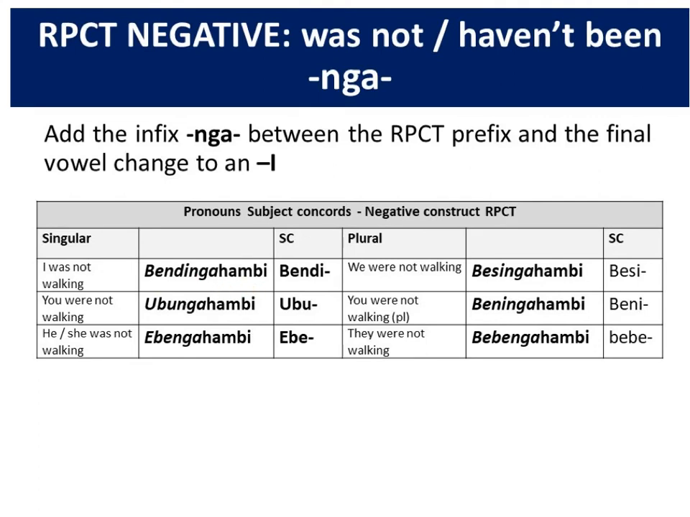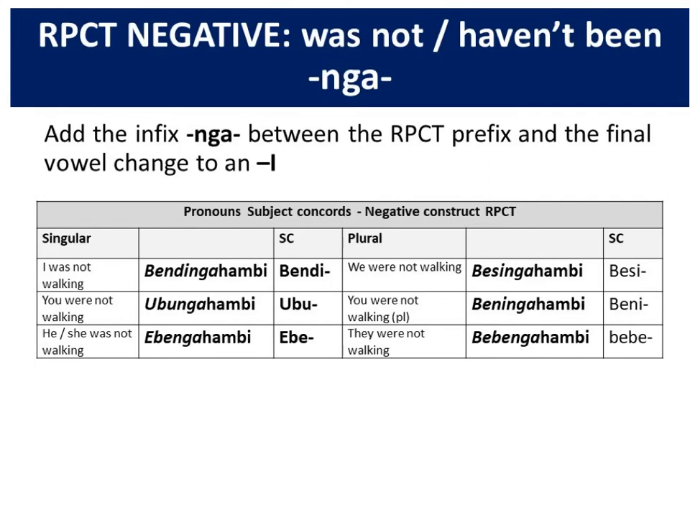The only other way that you can see the negative here is that your verb is actually ending on an i. So for example, if you want to say I was not walking, bendingahambi, or you were not walking, ubungahambi, or he or she was not walking, ebengahambi.